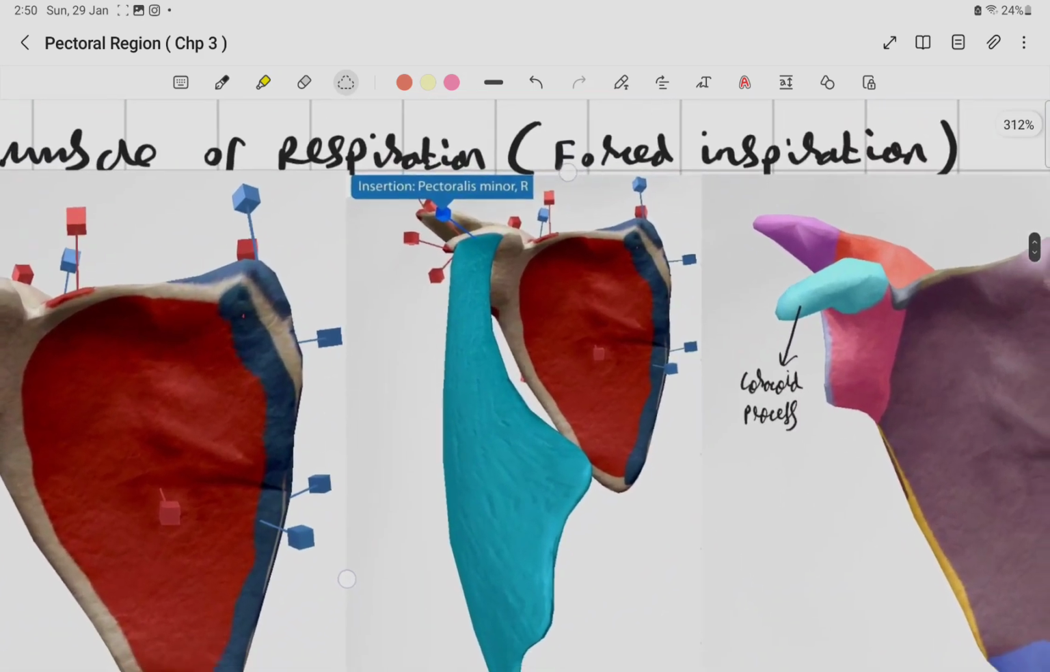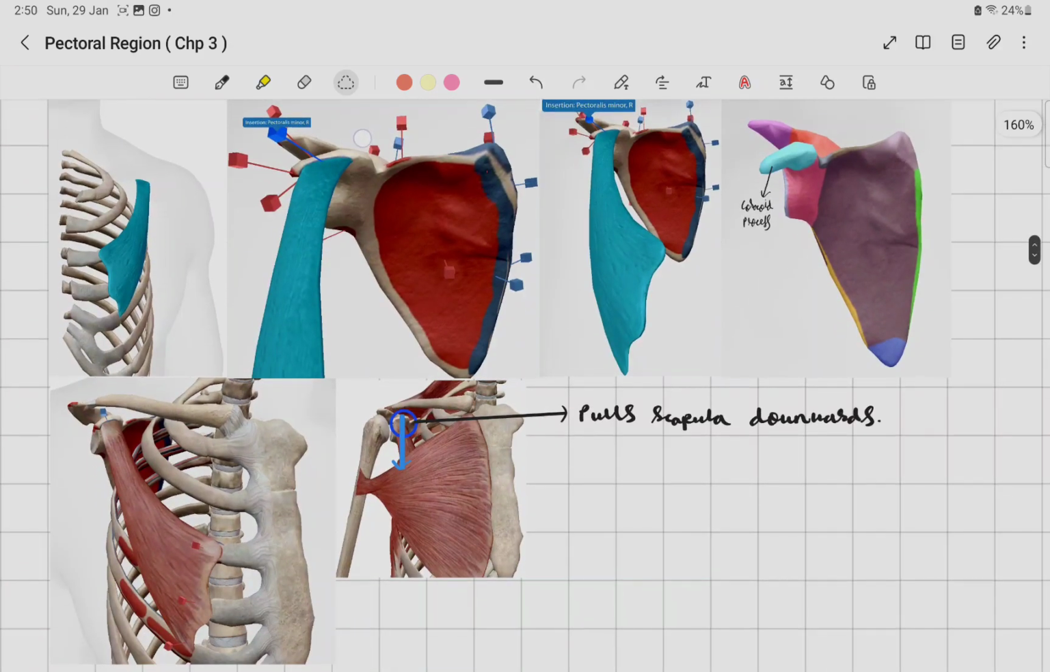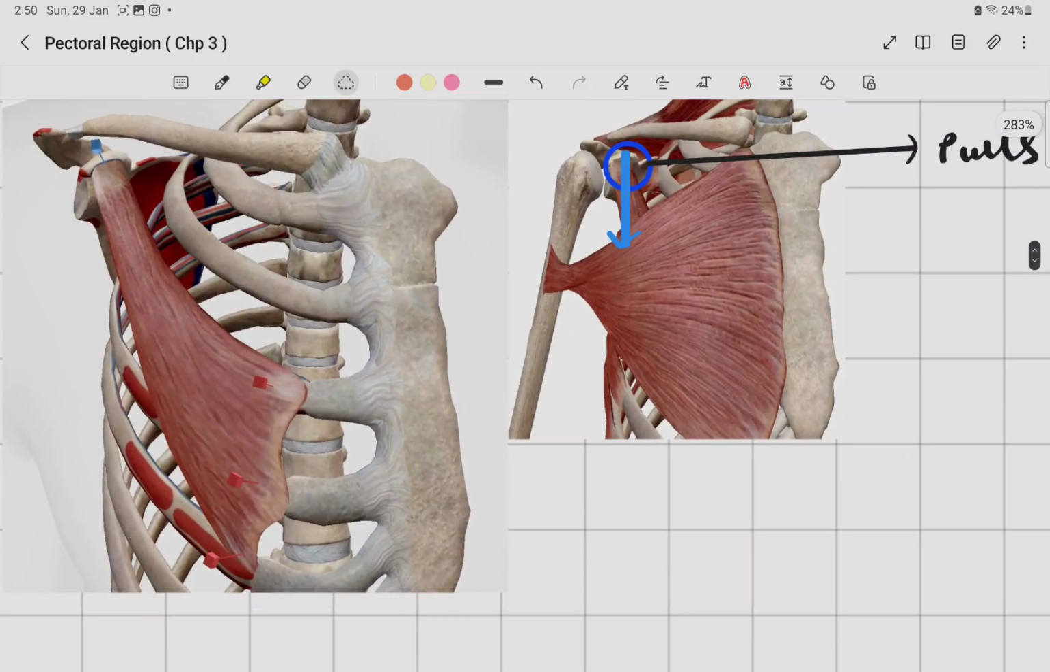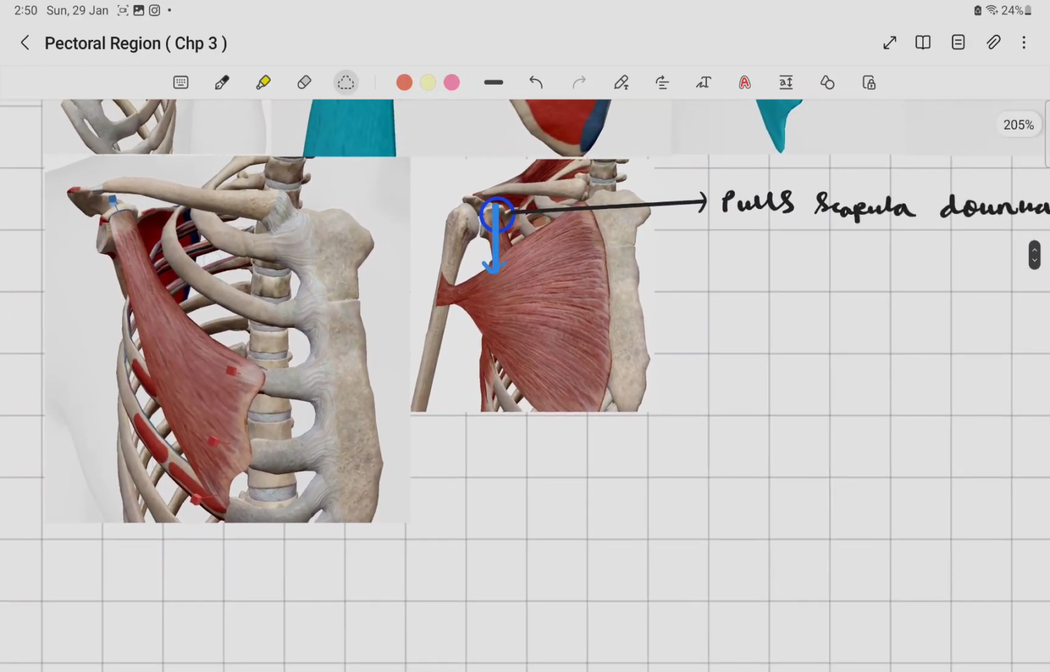This diagram also shows the pectoralis minor attached to the coracoid process, that is, the medial and upper aspect. Now as you can see here, the pectoralis minor muscle originates from the third, fourth and fifth ribs near the costal cartilages.